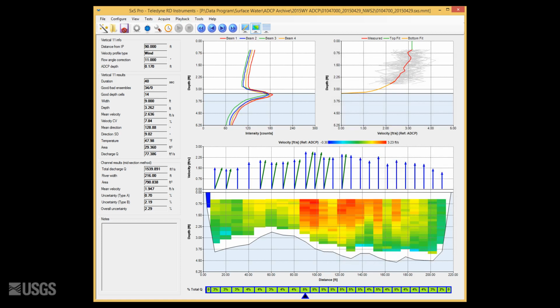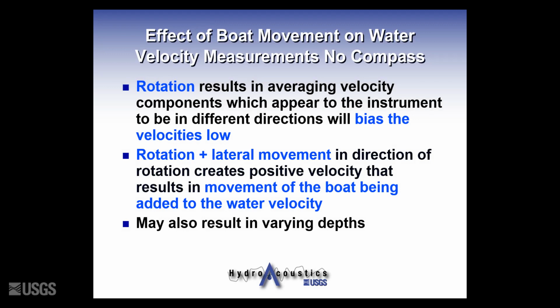The standard deviation for flow direction shows the variation of flow direction within a vertical. If this number is greater than 20 degrees, it is a good indication that there is high potential for boat rotation, and that you should attempt to stabilize the ADCP. In a unit without a compass, rotation could result in a low bias to the velocity.